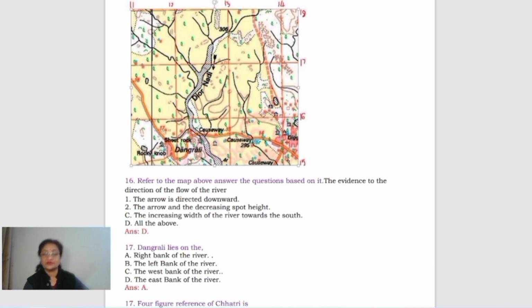And keep this in mind, children, again very clearly, that when you say anything about the bank of the river, it has to be right or left. It is not going to be east or west or north or south, nothing. Either it is left or it is right bank. So here the correct answer is going to be the A option, right bank of the river.